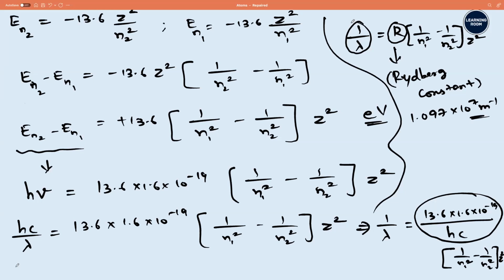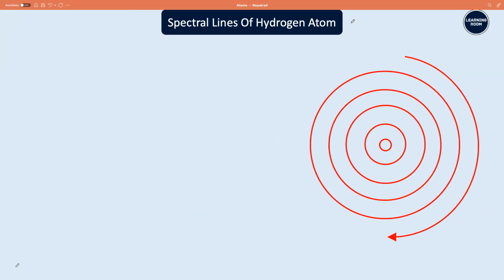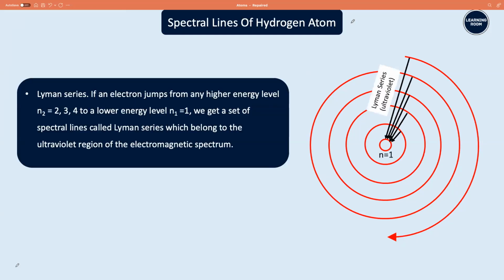Based on this only, we are going to see a concept called spectral lines of hydrogen atom. So what do you mean by spectral lines here? Observe. When an electron makes a transition between a higher orbit and the first orbit, I repeat, when a transition is made between the higher orbit and the first orbit, then the spectral series belongs to Lyman series. And according to Lyman series, the radiation that is released has a wavelength corresponding to ultraviolet radiations.